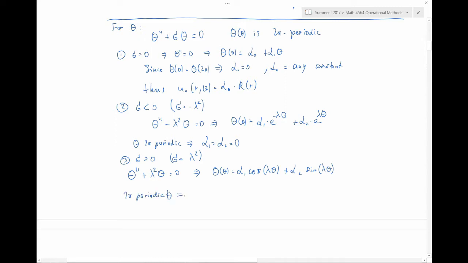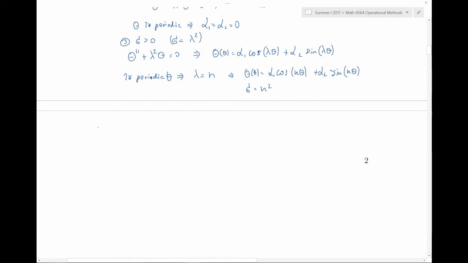Theta being 2 pi periodic leads to lambda being a positive integer. This is the only way to make the cosine of lambda theta and sine of lambda theta 2 pi periodic with respect to theta. Therefore, Θ(θ) is alpha 1 cosine of n theta plus alpha 2 sine of n theta, and sigma is n squared.